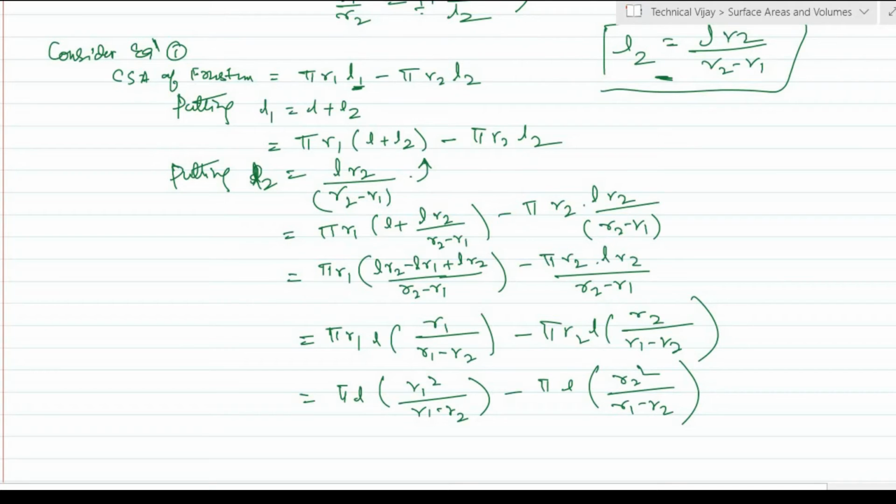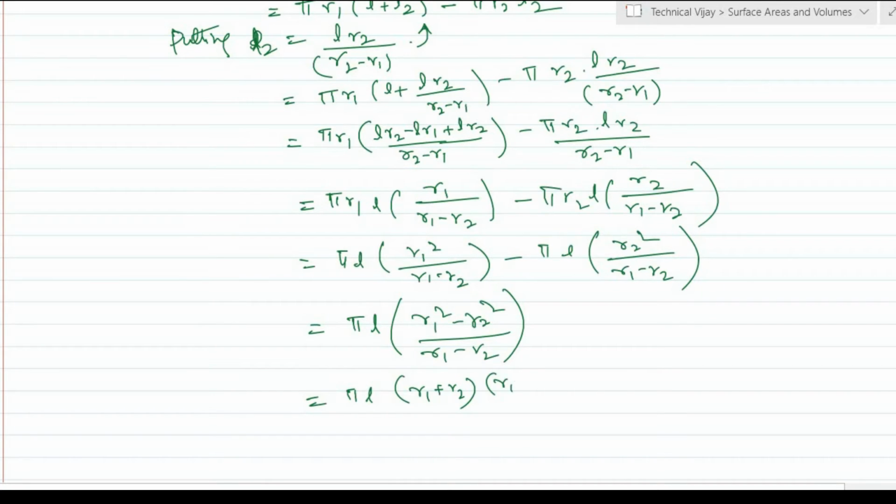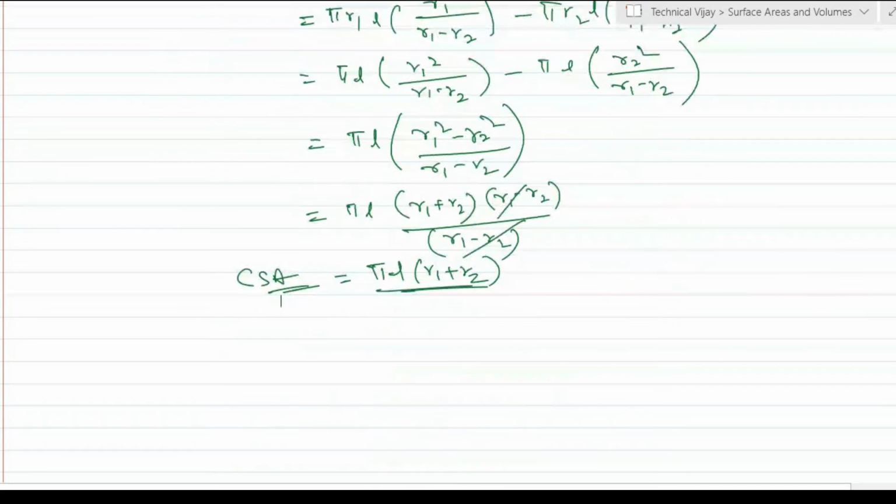So this is the simplification. Afterwards, pi into L, R1 square minus R2 square, both taken together, divided by R1 minus R2. Now R1 square minus R2 square means A square minus B square, that is (R1 plus R2) into (R1 minus R2), divided by R1 minus R2. So this gets cancelled, and pi into L into (R1 plus R2) is remaining. So this is the curved surface area of the frustum of a cone.